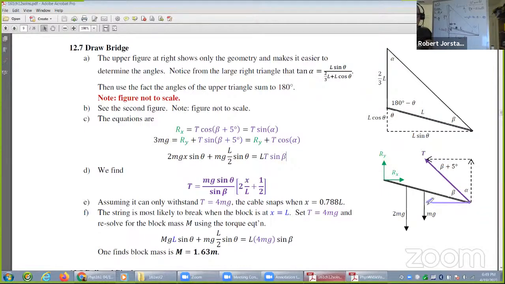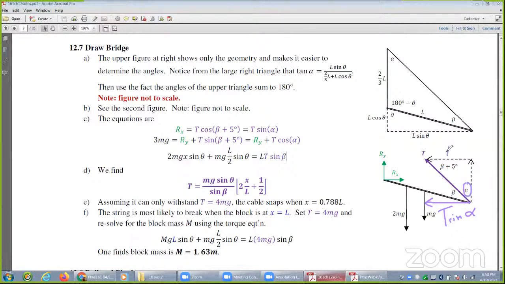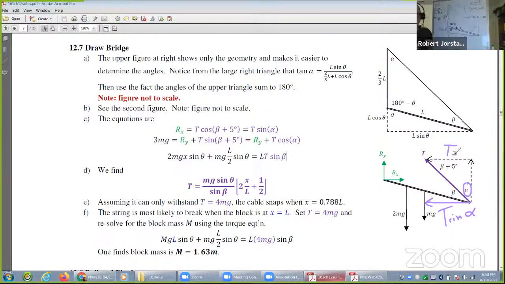This is what I wanted to point out. Look at this T cosine alpha. Do you guys see where T cosine alpha comes from? Whoops. Oh, that's T sine alpha. I flipped it. Do you see where the T sine alpha comes from? This is alpha. The horizontal component in normal XY coordinates is T sine alpha. It is not related to beta. Beta we use for the torque equation because beta is the angle between the tension and the R vector that goes this way.